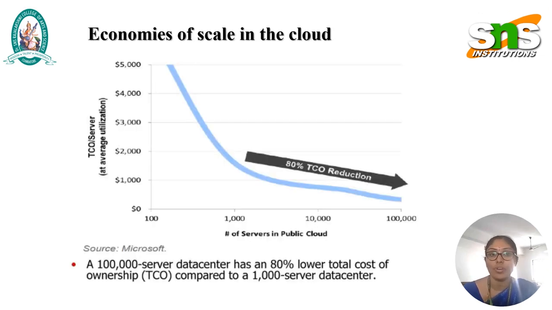Next, economics of scale in the cloud. See the diagram. It represents the servers in the public cloud, where the x-axis is servers in the public cloud and the y-axis is TCO divided by server, at average utilization. It is calculated, and the source is Microsoft, to identify the economic scale of Microsoft.